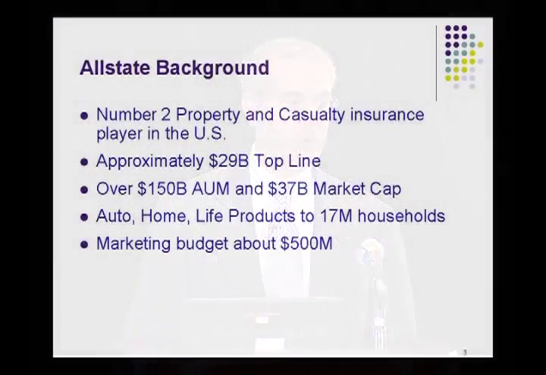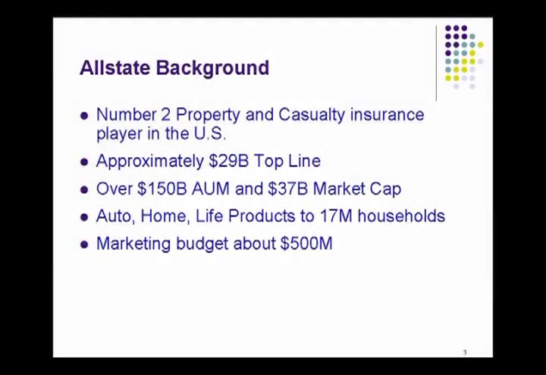Before I jump into the presentation, I'd like to give you a little background about Allstate, because I think it provides perspective on the nature of the problem that we were confronting. The simplest level of background is really, who is Allstate? Allstate is a very large property and casualty player, the #2 U.S. company in the category. We're approximately $29 billion on the top line, $150 billion assets under management, split across the home, auto, and life businesses.